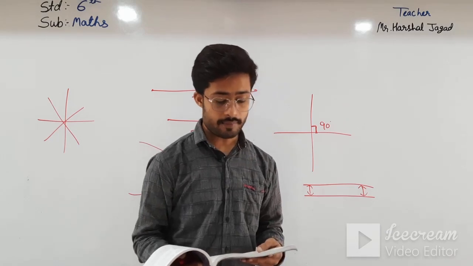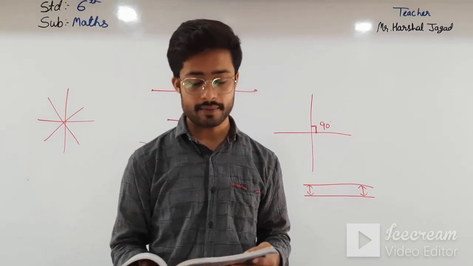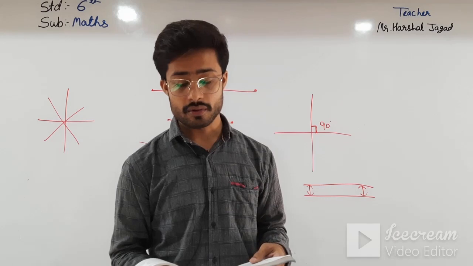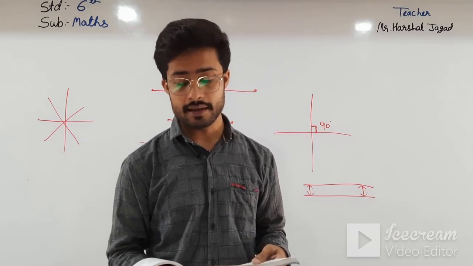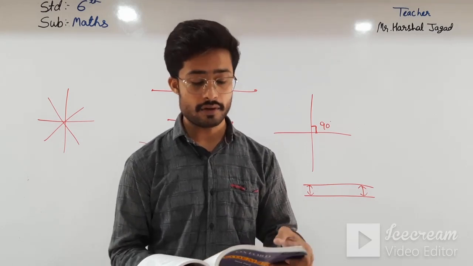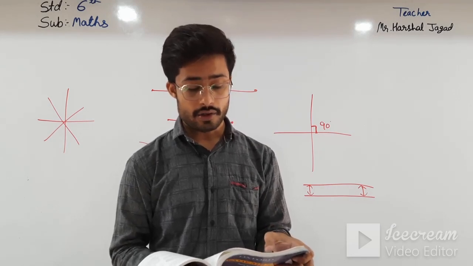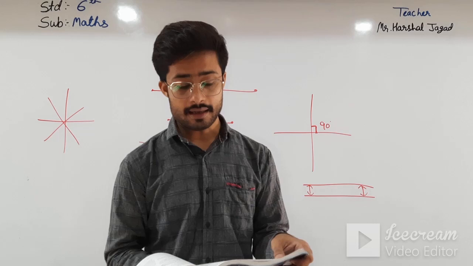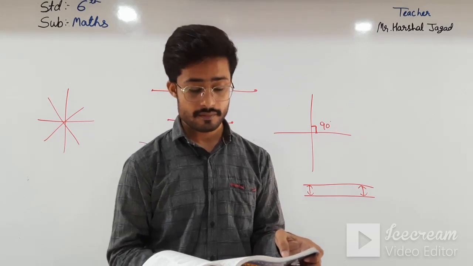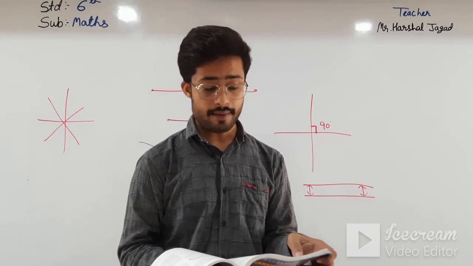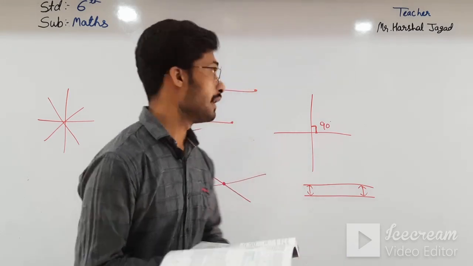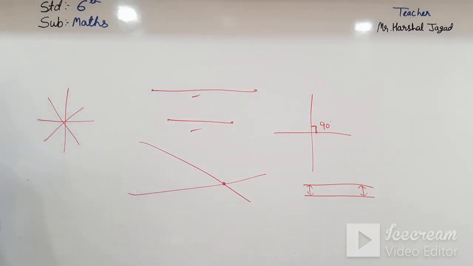So Samala wrote the names of the line segments in figure A as follows. Two of these names are incorrect. Which are they? First of all, PQ, QR, PR, QP. Then comes PM. So that is incorrect. In question number C, here I am writing on the board.